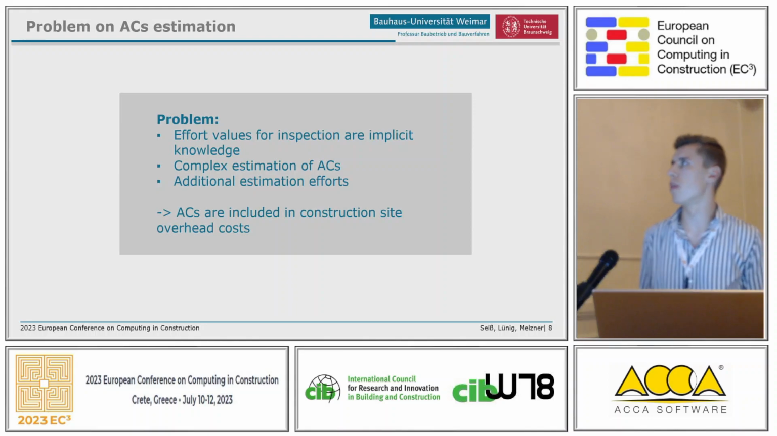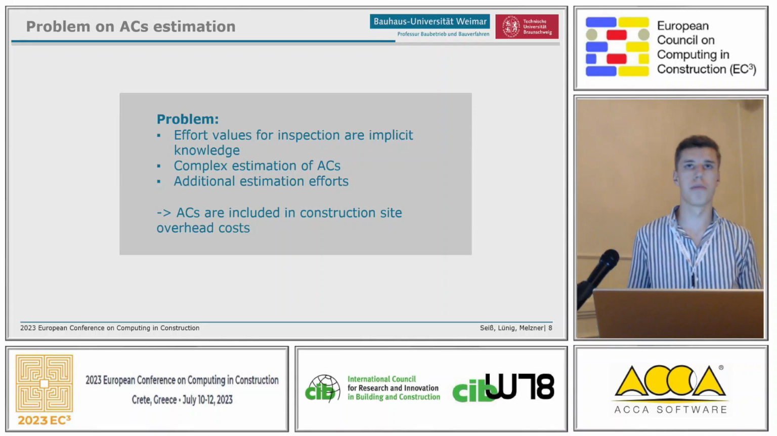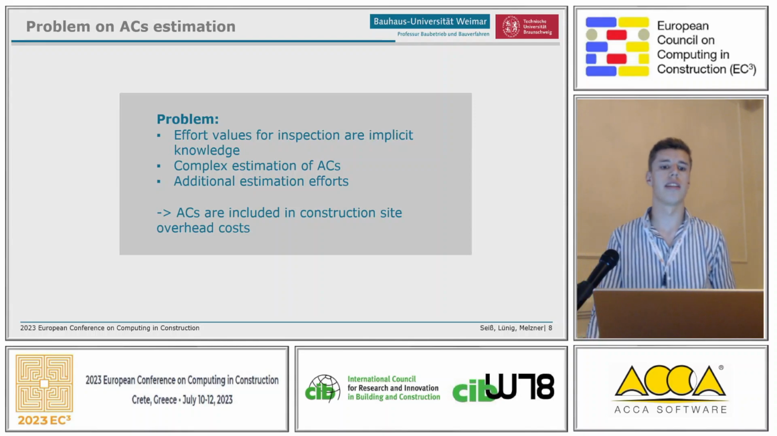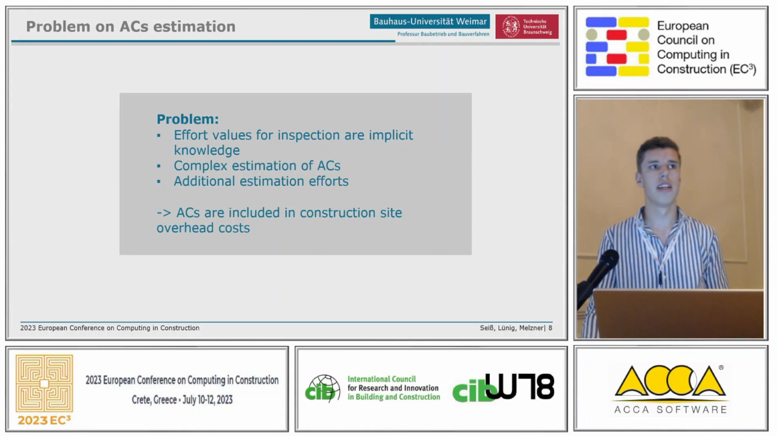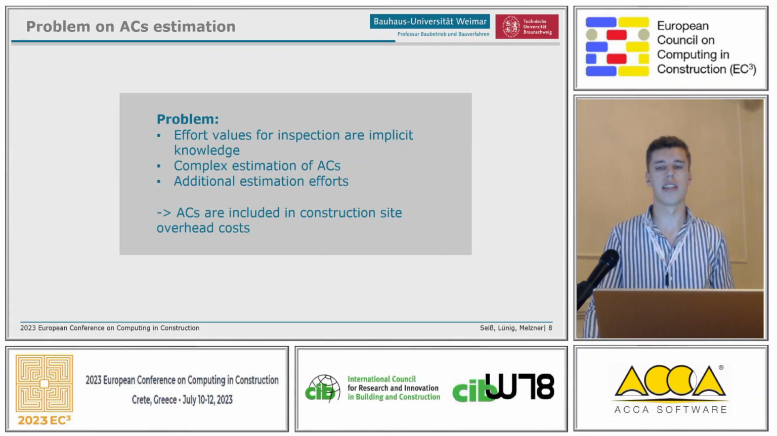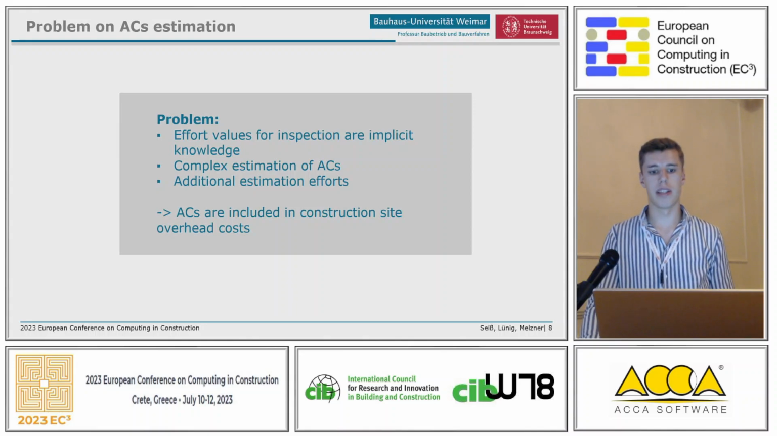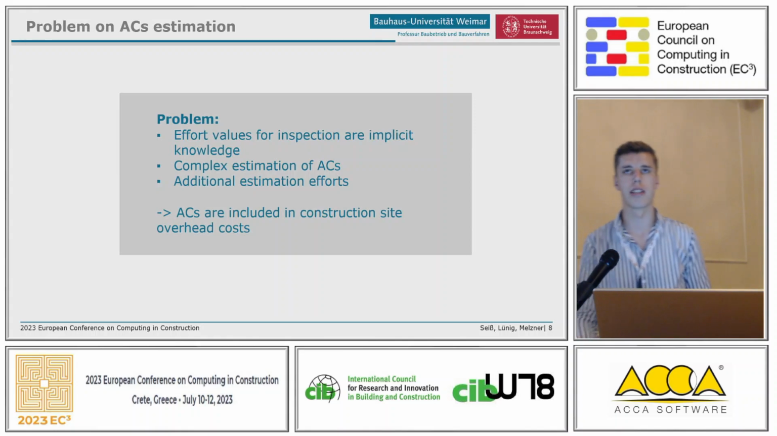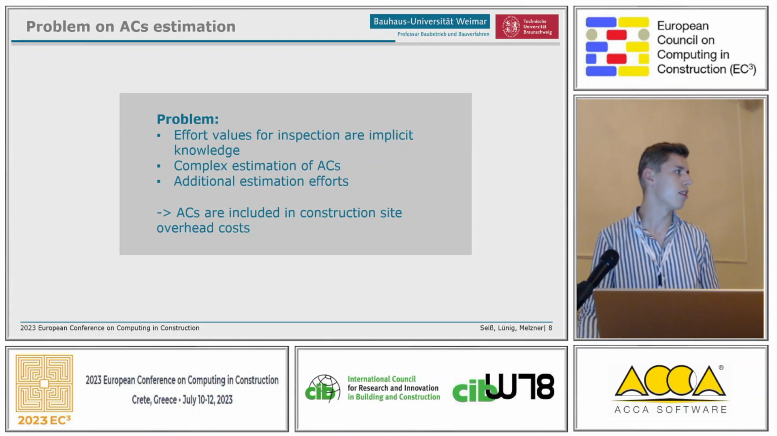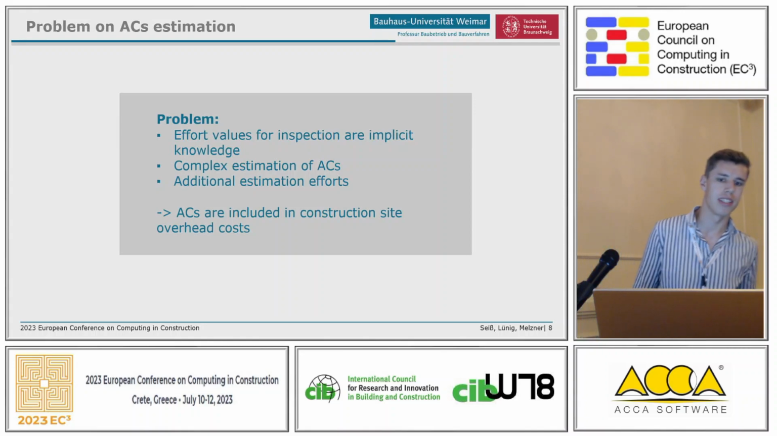What's the problem? Why do just 50% of the companies calculate these costs? The effort values for inspections are implicit knowledge. In comparison to other values, nobody really knows how much time you spend on inspection planning, and this is a complex calculation, so it's an additional effort. So we decided to try to calculate these costs, and actually these costs are part of the construction site overhead costs of the project. Now Sebastian will go on with the methodology, and then he will present the example.